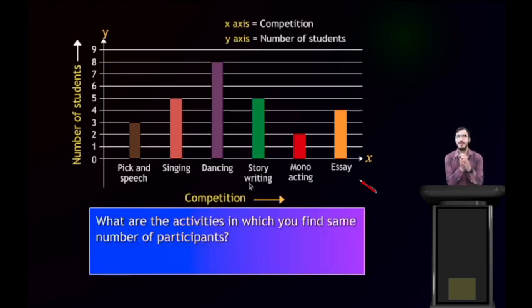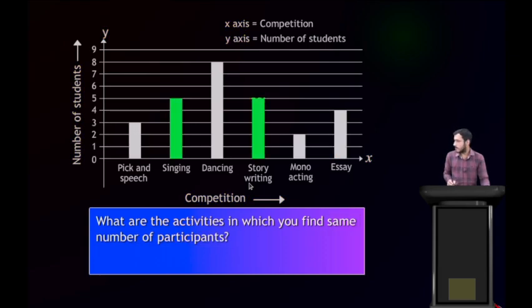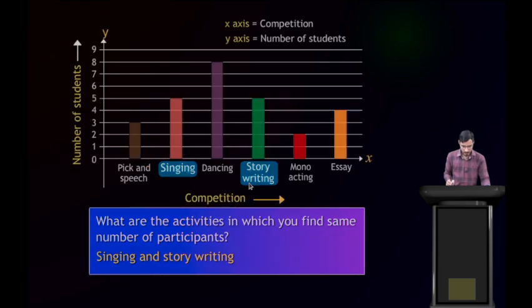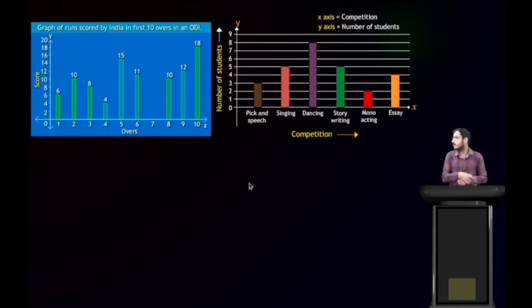Now the next question is, what are the activities in which you find the same number of participants? Yes, you can see here singing and story writing. Both singing and story writing have the same height. So singing and story writing have the same number of participants. And the second one, you can see pick and speech, and singing and story writing have the same number of students.